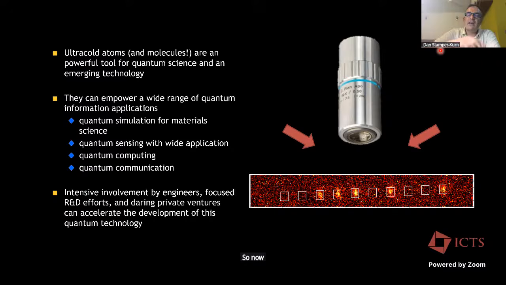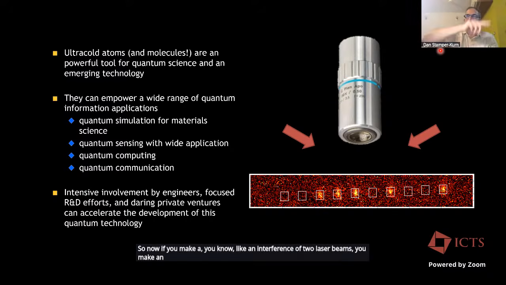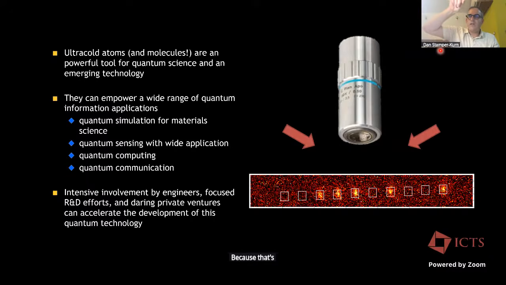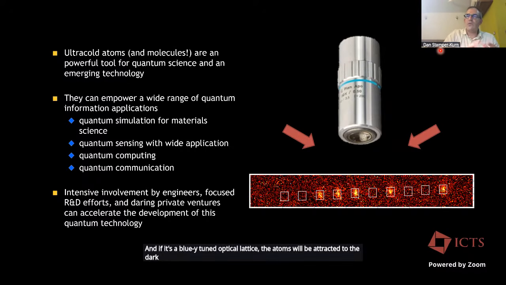So now if you make an interference of two laser beams, you make an intensity pattern that's dark, bright, dark, bright, dark, bright. If that's a red detuned lattice, the atoms will be attracted to the bright spots, because that's where we lower their energy the most. And if it's a blue detuned optical lattice, the atoms will be attracted to the dark spots, because that's where their energy is raised the least.